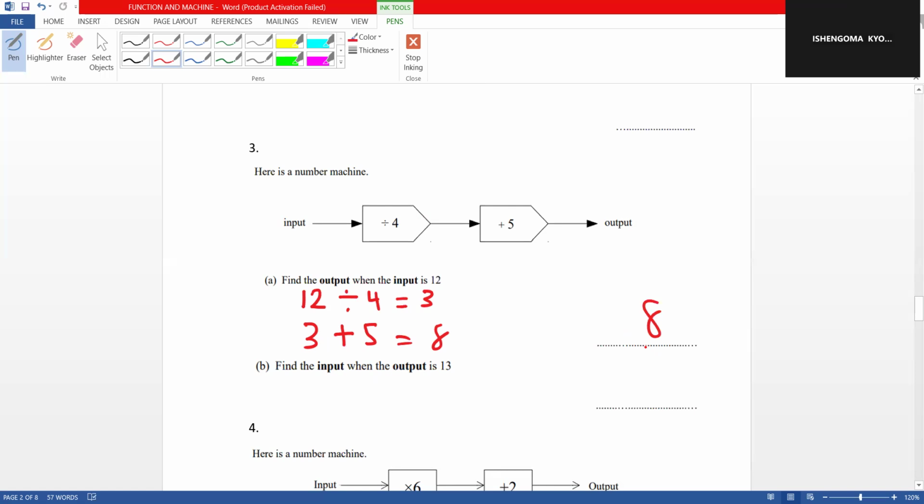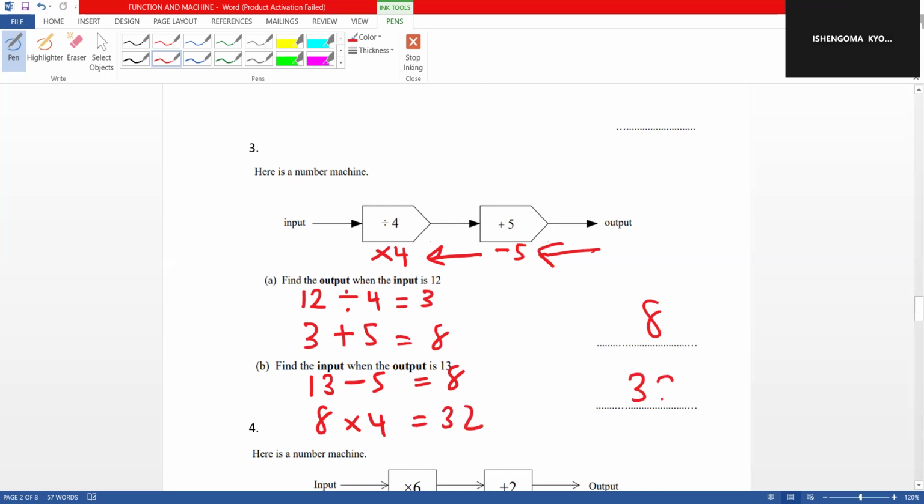Let's go to B. Find input when the output is 13. Right? When you're given 13 as the output, meaning the last act is +5, we do the opposite, which is -5. So it's like we are going back. So I will -5. And when I -5, I get 8. Then after getting 8, I continue backwards. Instead of dividing by 4, I will multiply by 4. So 8 times 4, I'll get 32. So my input now backward will be 32.